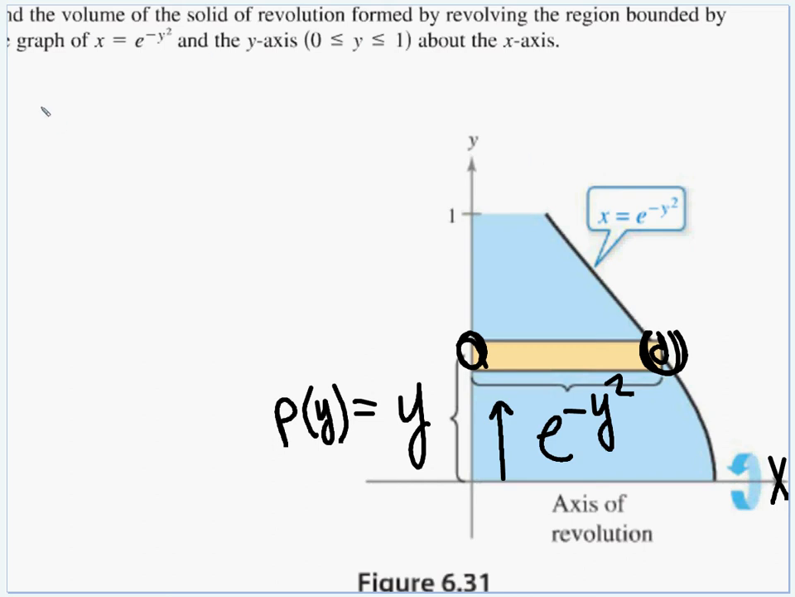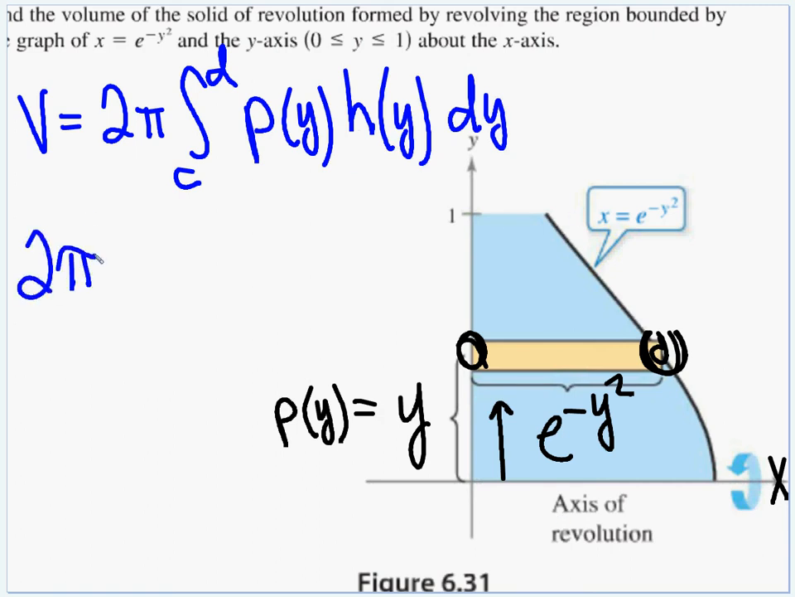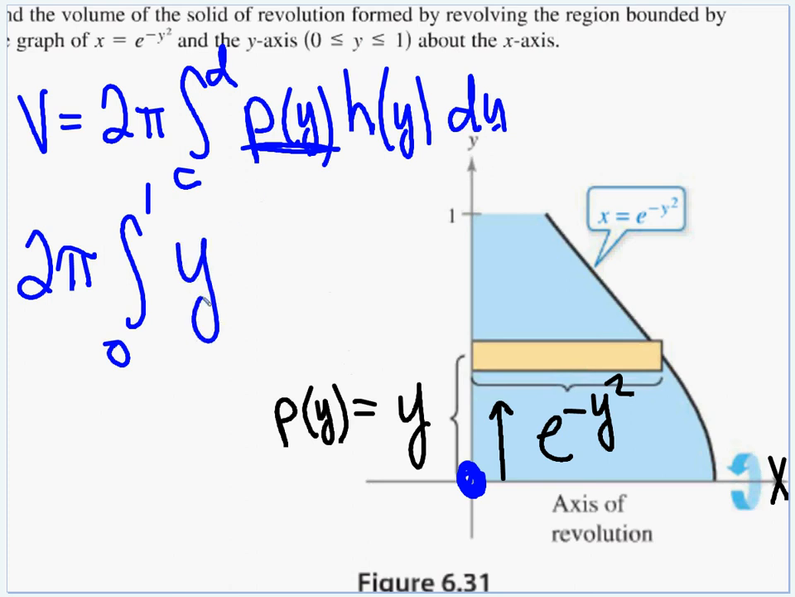So let's write out our blank formula. Volume equals 2 pi. Now, because we're going to the y-axis, the book would use c and d for our lower and upper bounds. And then it's going to be p of y, h of y, dy. And 2 pi is just 2 pi. Remember now, c and d, we are perpendicular to the y-axis, so our upper and lower bounds will be numbers on the y-axis, and we're starting down here at 0, and we're going to 1, so that's going to be 0 to 1.